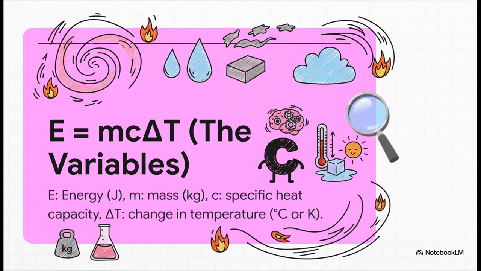Let's break this down. E is the thermal energy we're adding, measured in joules. M is the mass in kilograms, pretty straightforward. Delta T is just the change in temperature. But C, the specific heat capacity, now that's the really interesting part. It's kind of like a personality trait for a substance. It tells you how much energy it takes to raise just 1 kilogram of it by 1 single degree Celsius.